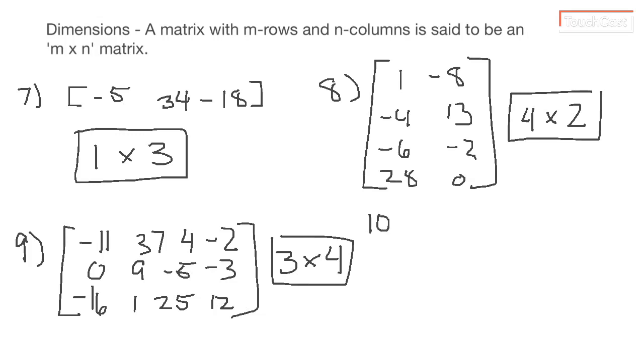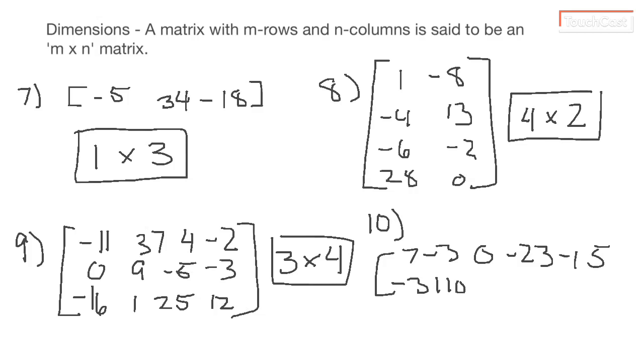So let's look at one last matrix before we look at the next topic of the day. So we've got the following matrix: 7, -3, 0, -23, -1, and 5. And then we've got -31, 10, -6, -14, 18, and -26. So I see 2 rows and I see 6 columns. So this is a 2 by 6 matrix.